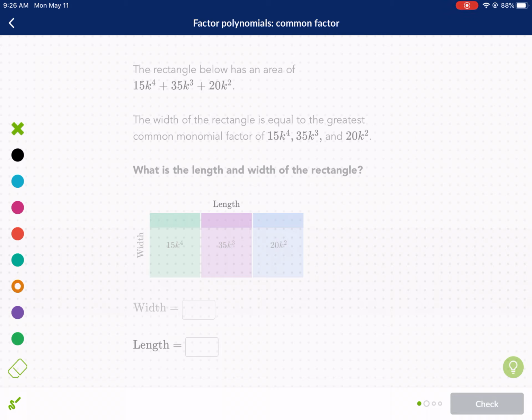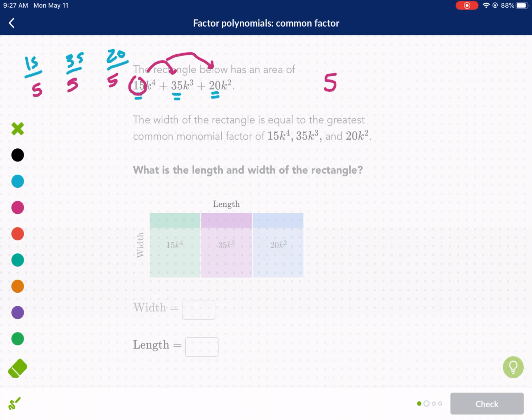So like I said before, the first thing we're going to do is look at the coefficients and see what's the greatest common factor. If you want, you can list each one with all of its factors. That might be a waste of time. I think we can clearly see that 5 is going to be a common factor with all of them. Usually you want to check the smallest number and see if it can fit into any of these, which it can't, because 15 times 2 is 30, so we can't get to 35 or 20. So it looks like 5 is our winner. 5 is our greatest common coefficient.